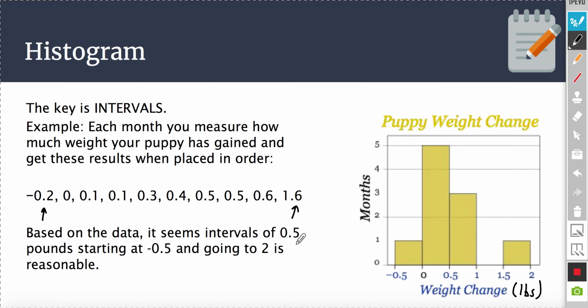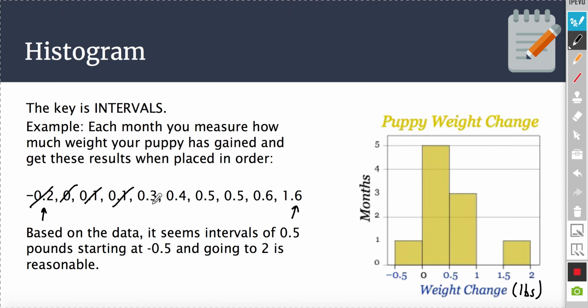It seems like, maybe an increment of 0.5 is what makes sense. That's how wide the interval will be. So I've decided to create this chart here where our lower boundary, since I do have at least 1 month where my dog lost some weight, to go from negative 0.5 up to 0, from 0 up to 0.5, and so on and so forth. So we can actually see this. Between negative 0.5 and 0, there was 1 count. Between 0 and 0.5, there were 1, 2, 3, 4, 5 counts.